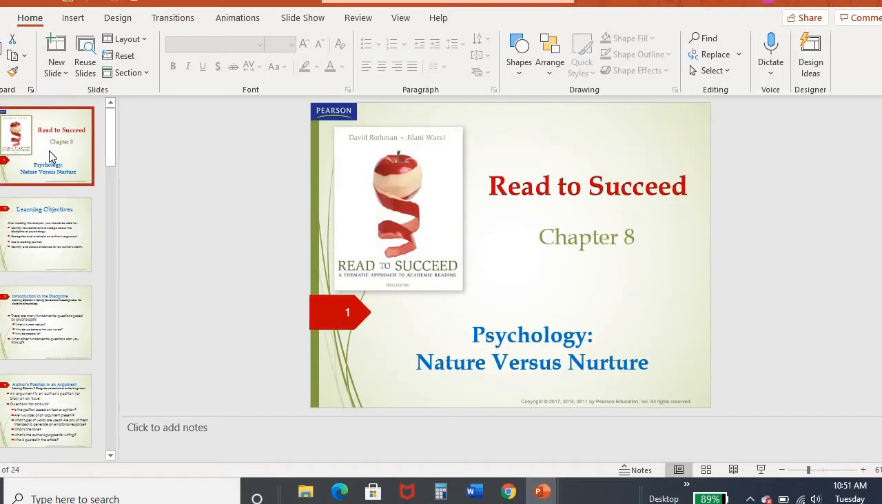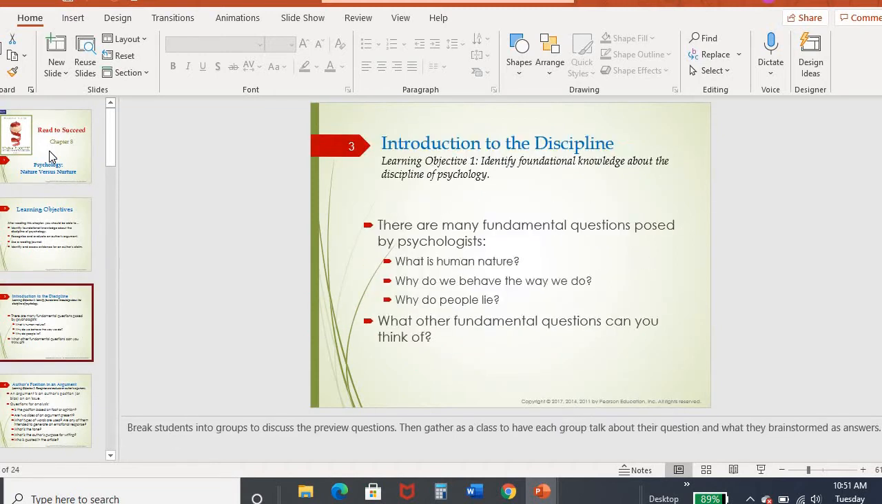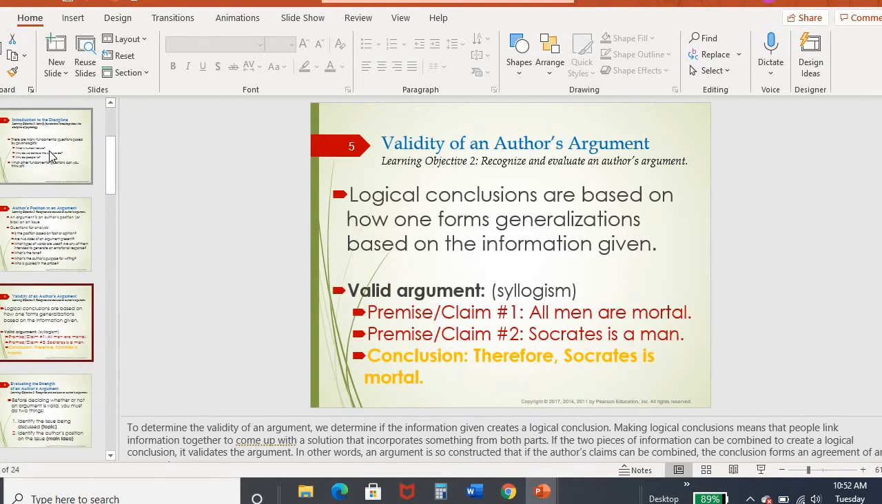So again, chapter 8 is over psychology, and so it's going to talk about author's argument, and all the readings will have to do with psychology. So the main concept of this is author's argument, meaning their position or bias, again, kind of a lead into chapter 9, how they feel about a particular issue. And so you look to see, is the author presenting facts or opinions? Are they giving multiple perspectives? What is their tone? Why did they write this particular piece of text? Do they quote anyone or anything? And so all of those come into play here.